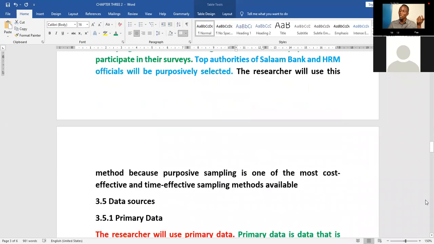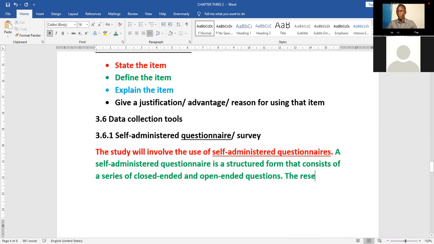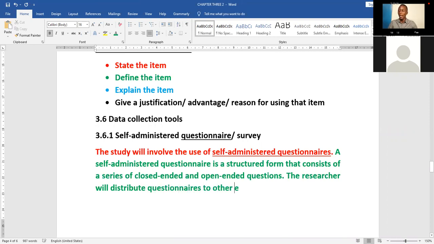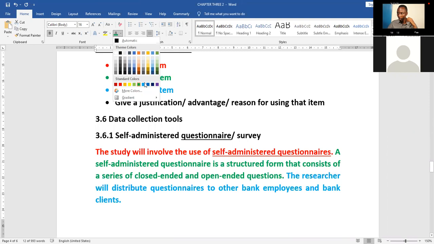Meaning that here, we're going to say that the researcher will distribute questionnaires to other bank employees and the bank clients. That is explaining the item. And this one should be in which color? Should be in blue, because that is explaining the item.